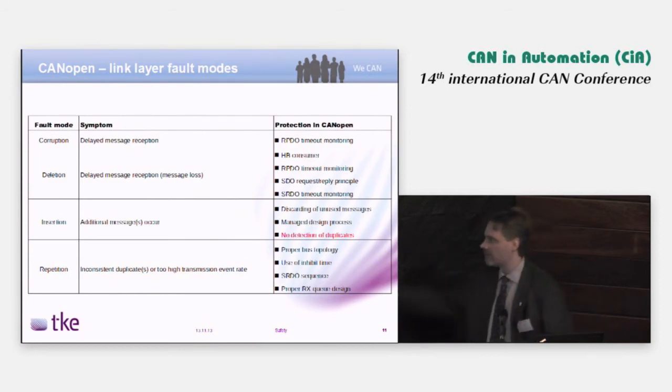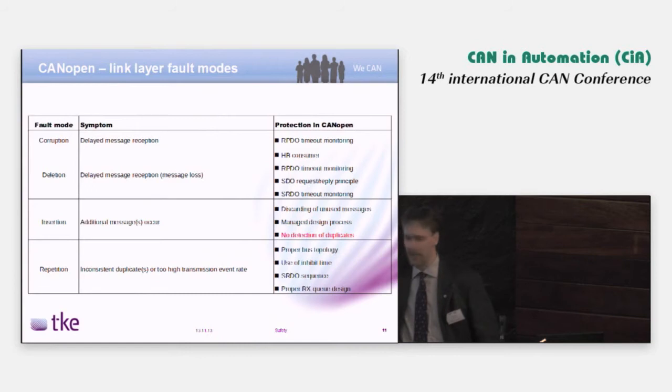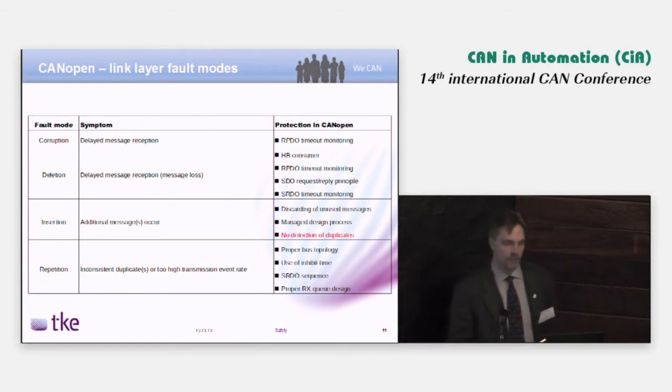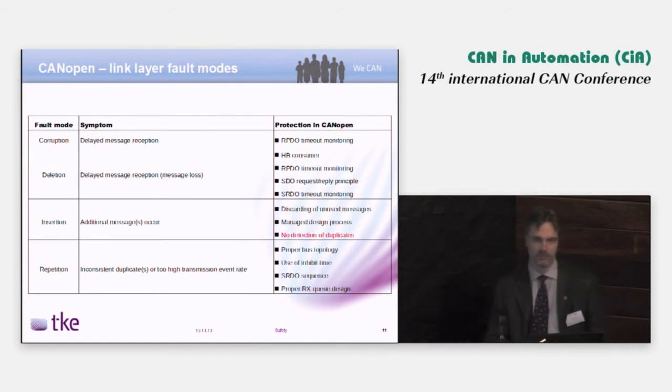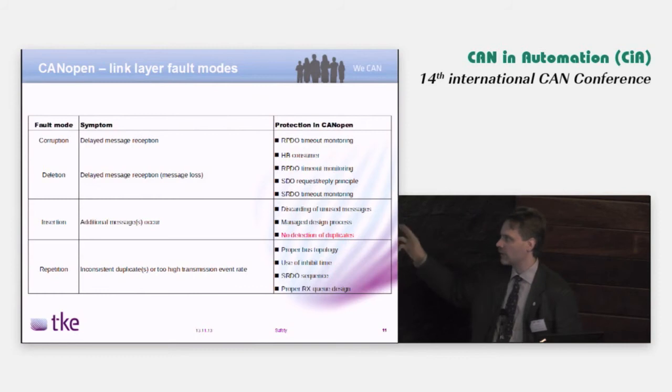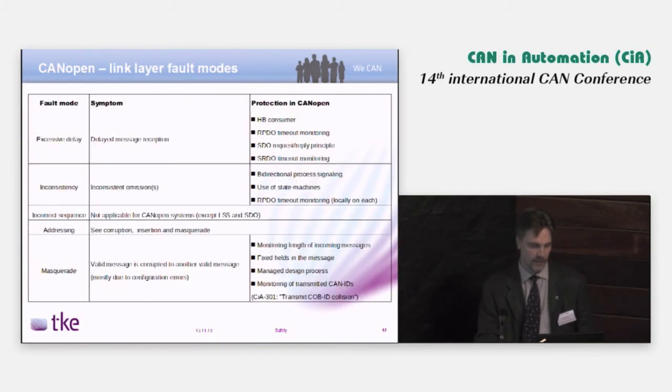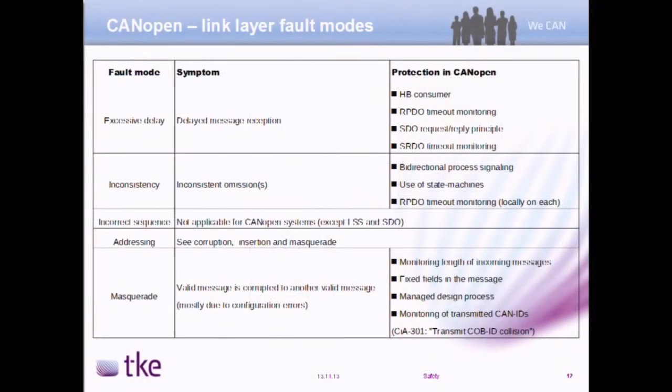As we can see, duplicates are the most difficult one to detect. There is no safeguard for that. But for the majority of the rest, CANopen provides one or more additional safeguards. And of course, there's incorrect sequence and addressing. They are not so relevant in CANopen networks.